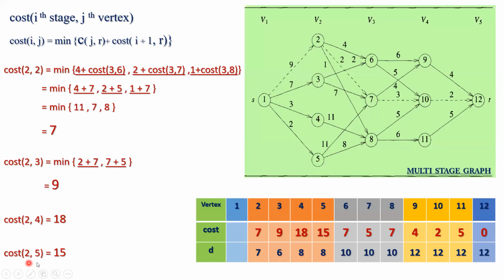Okay, next, cost of vertex 5 of stage 2. This is vertex 5. Only 2 options, 5 to 7 and 5 to 8. This is 11 plus 5, and this is 8 plus the cost of 8, which is 7. Which is the minimum? As per the calculation, the minimum will be 15, and it is also leading us to vertex 8. This is the table updated by following the same procedure for every stage: stages 5, 4, 3 and 2.